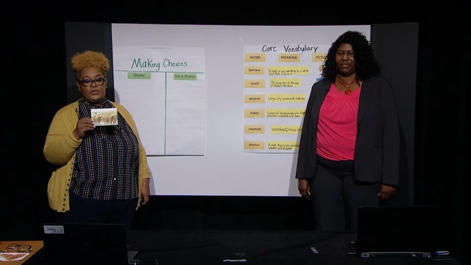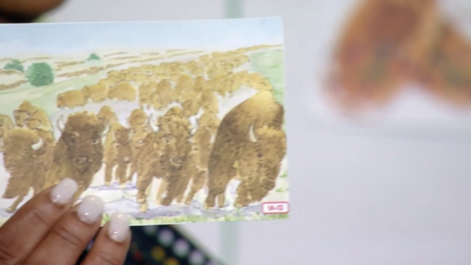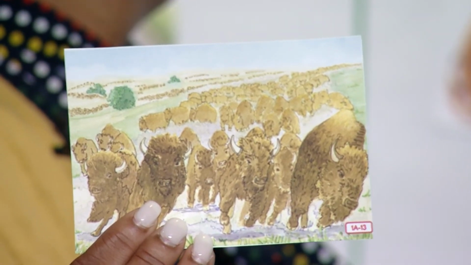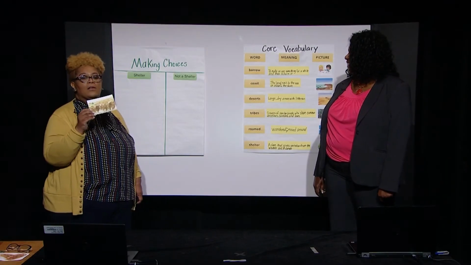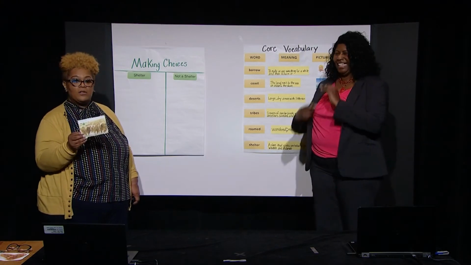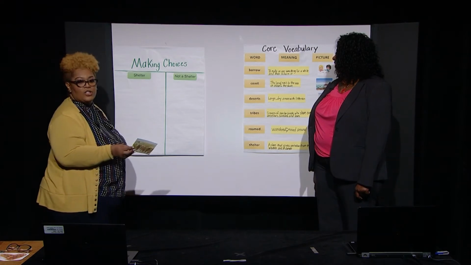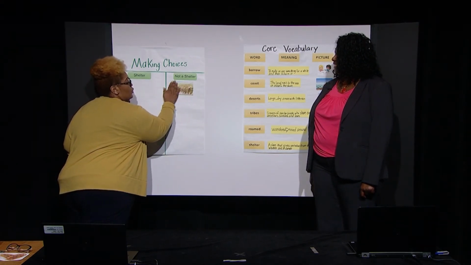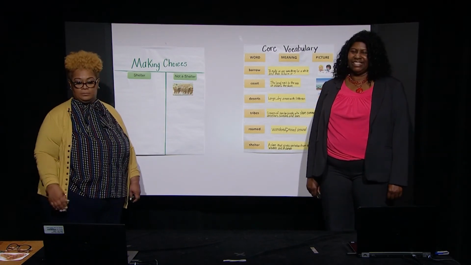Here's our first picture. Miss Nicole, that's not a shelter. That's a buffalo. Boys and girls at home and Miss Delphine, you all are absolutely correct. Because this is not a shelter, I'm going to place it here on our Making Choices anchor chart under not a shelter. Because you and Miss Delphine stated that this is a picture of buffalo.